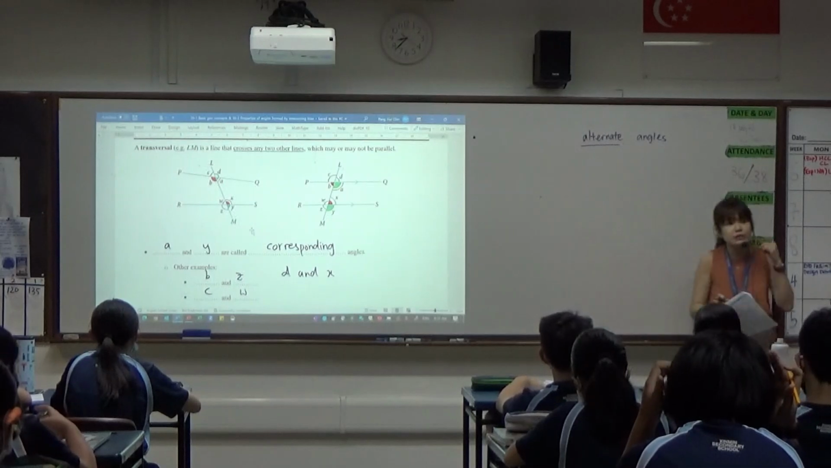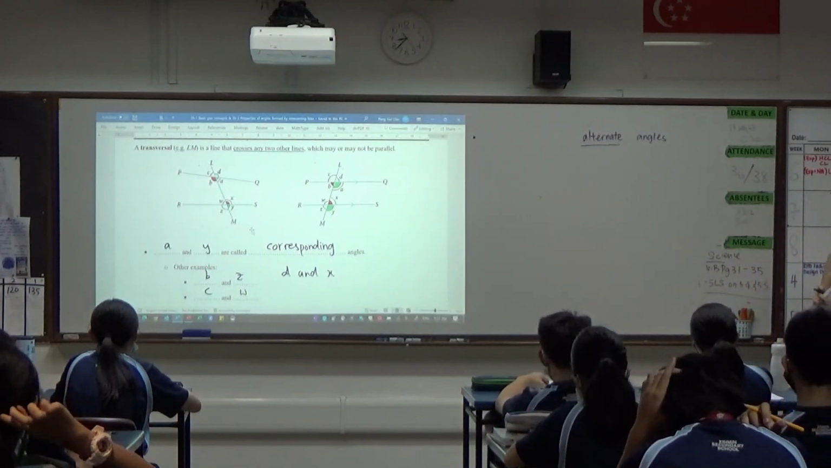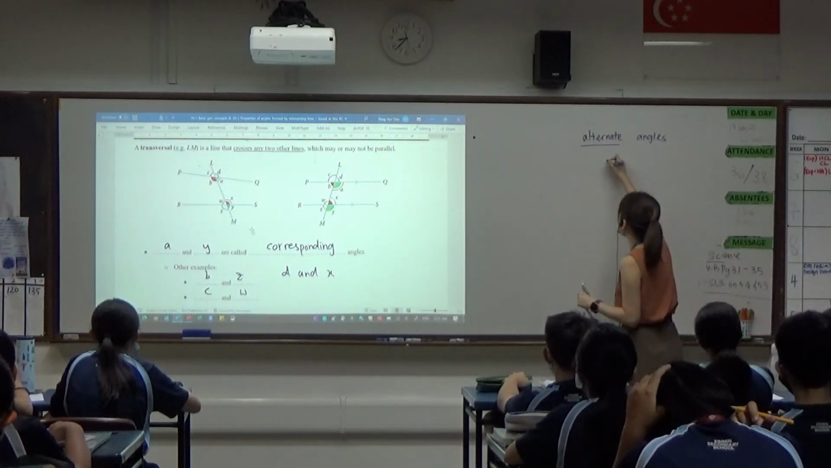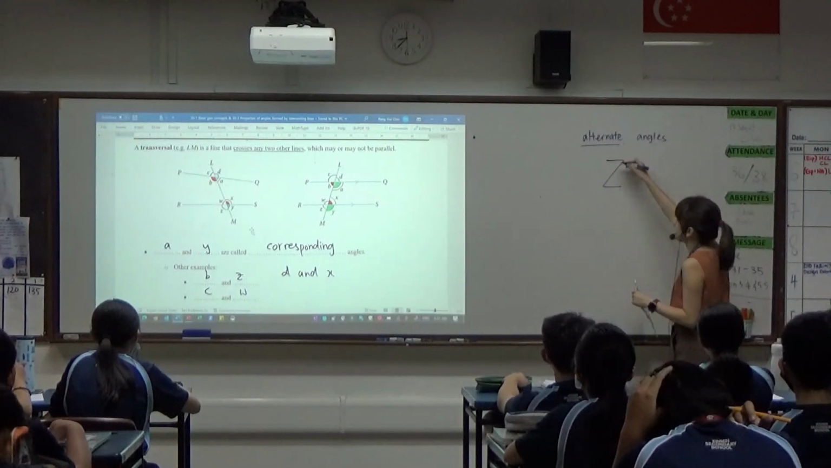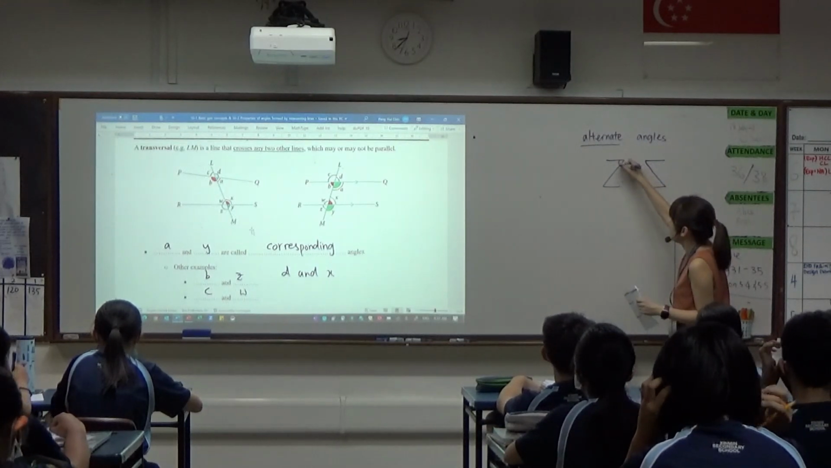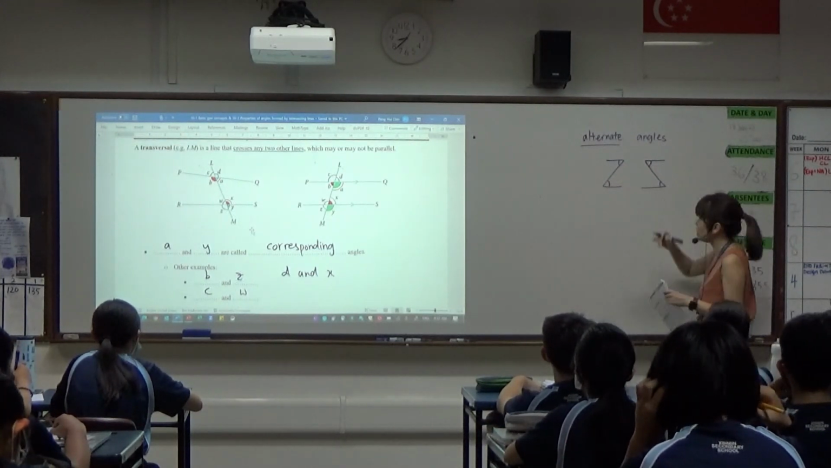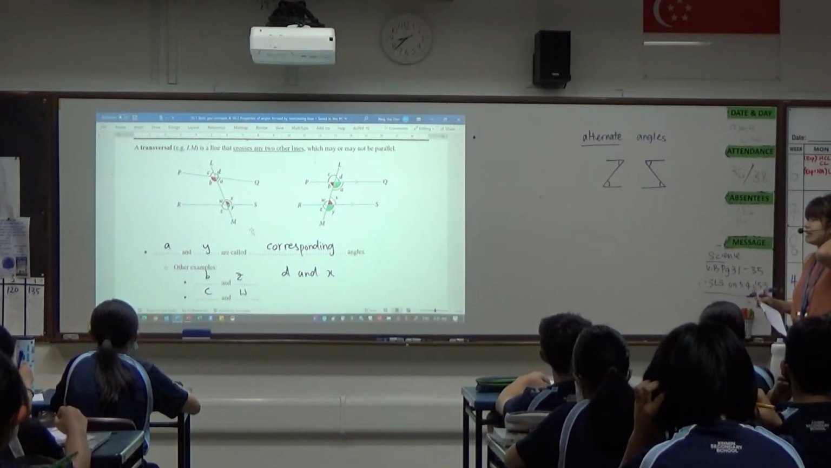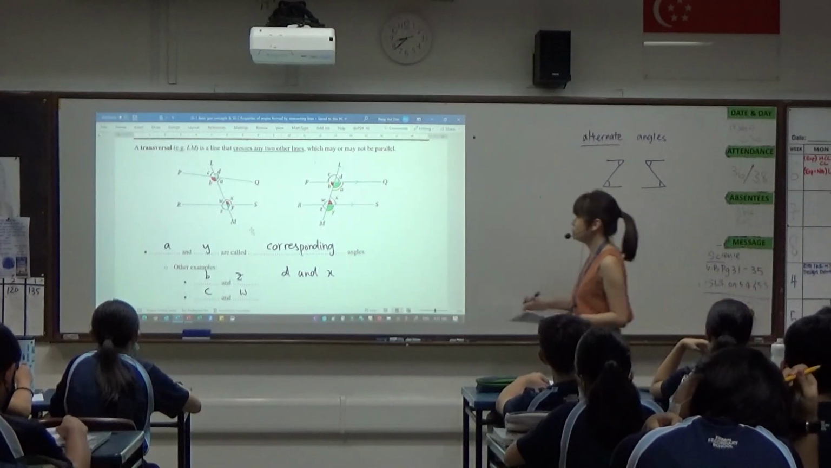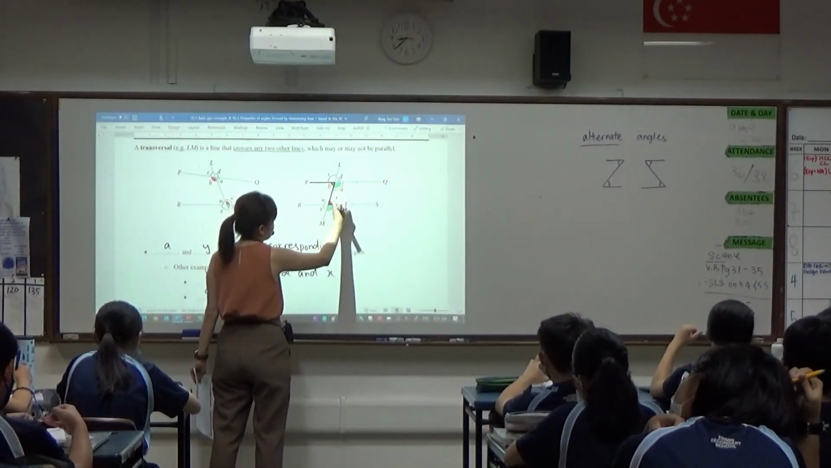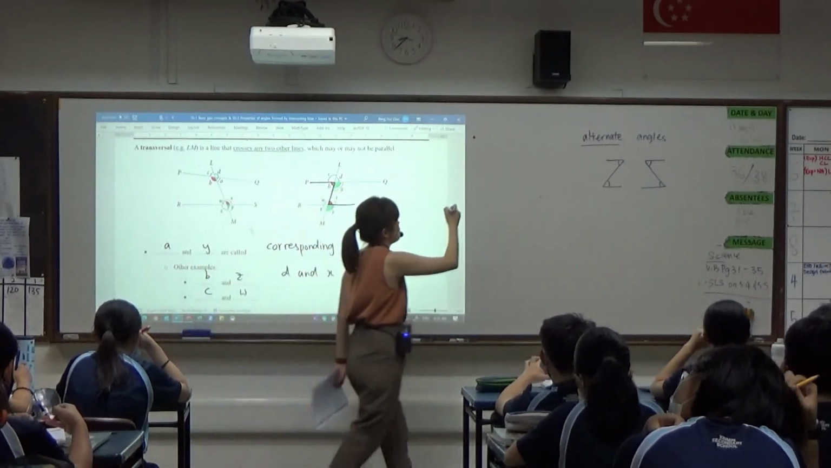For alternate angles, what kind of shape do we recognize? What do we learn in primary school? Z shape, right? We learn to recognize Z shapes. It can either be in this manner, or in the other manner, and these are the two angles that we call alternate angles. One of the Z shapes that we can have is like that, and we see B and X as one pair.